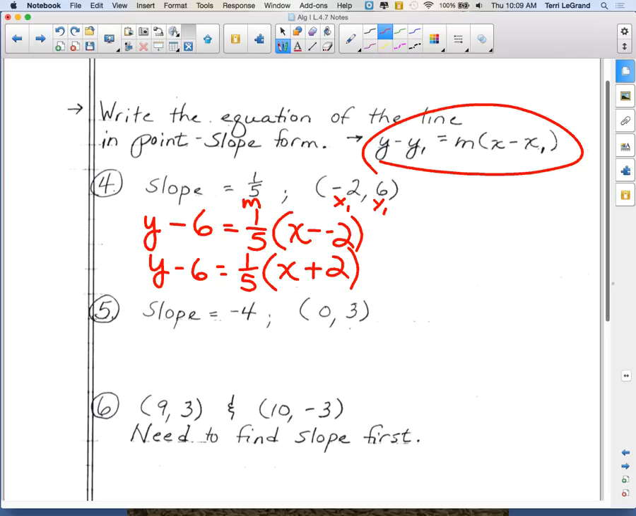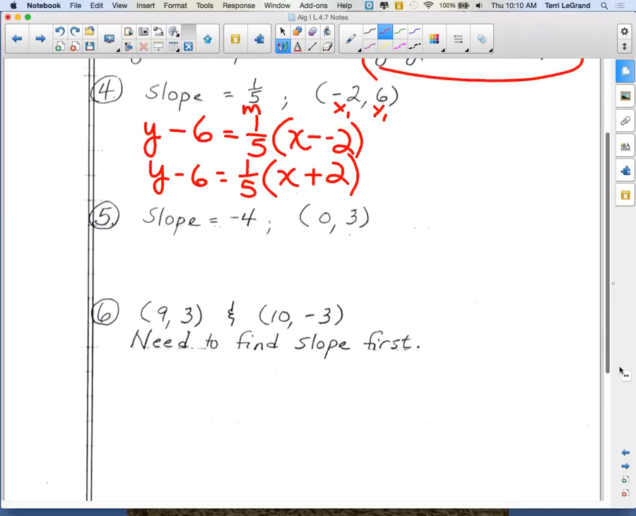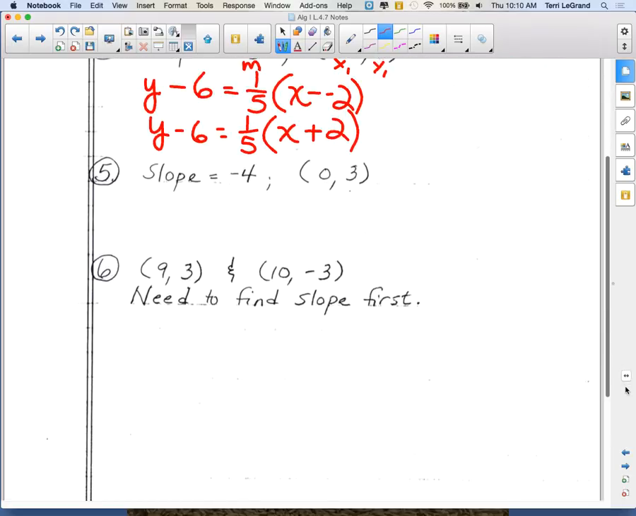Okay, you try number 5. Write that one in point slope form. A line that has a slope of -4 and ordered pair 0, 3.